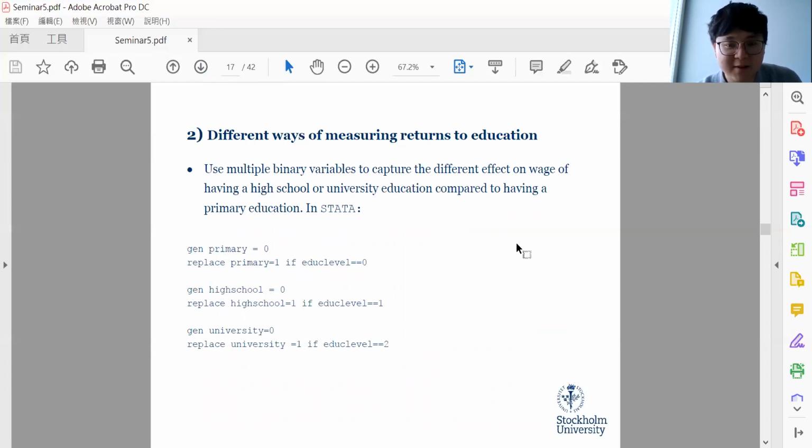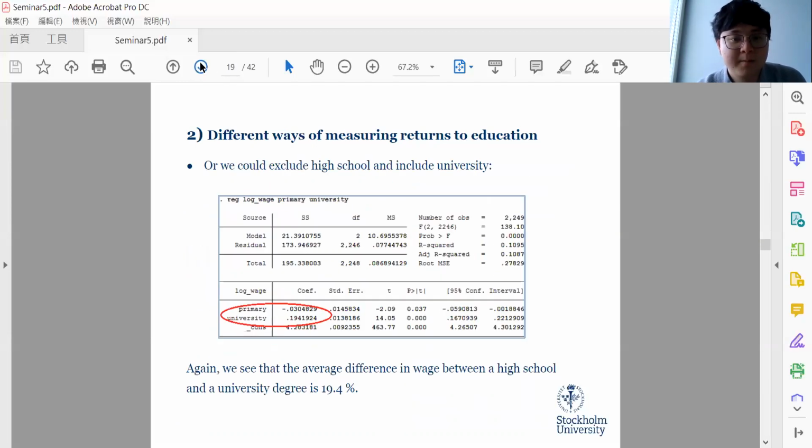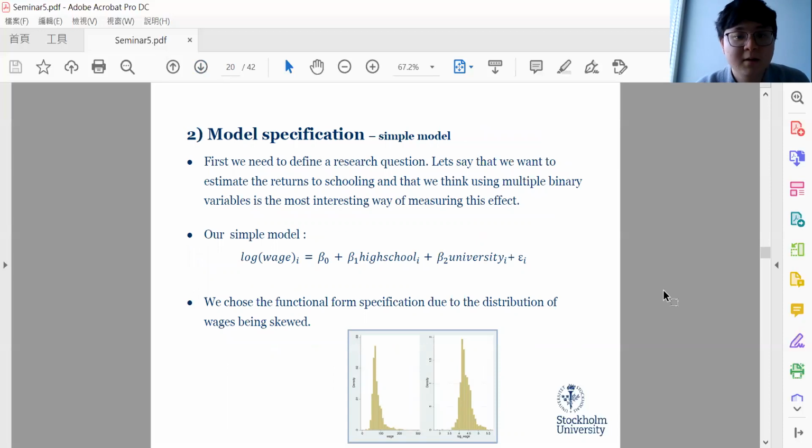So this is the third way, and also the way that we taught in our last seminar, so I will skip it somehow. And then this is talking about how you can exclude certain variables to make them a comparison group. So this is how we try to show that our result is stable enough across different specifications.